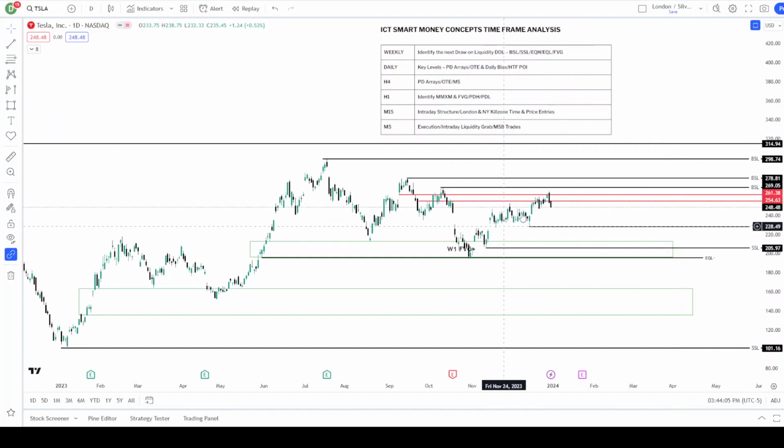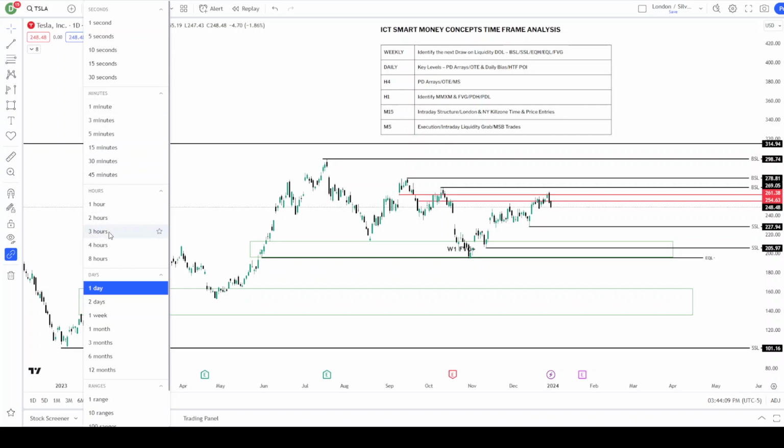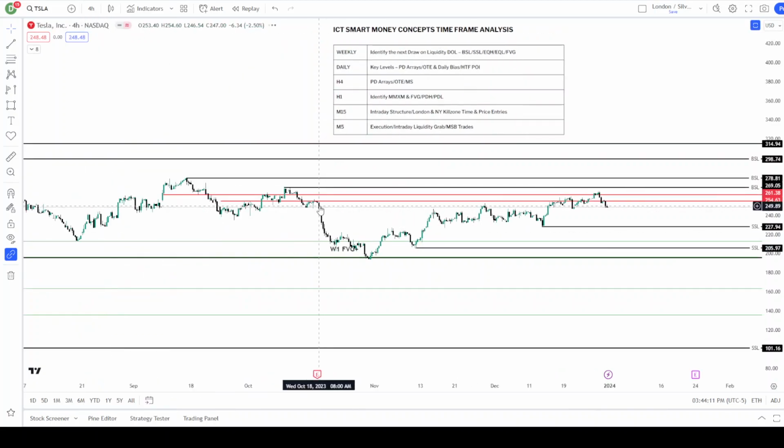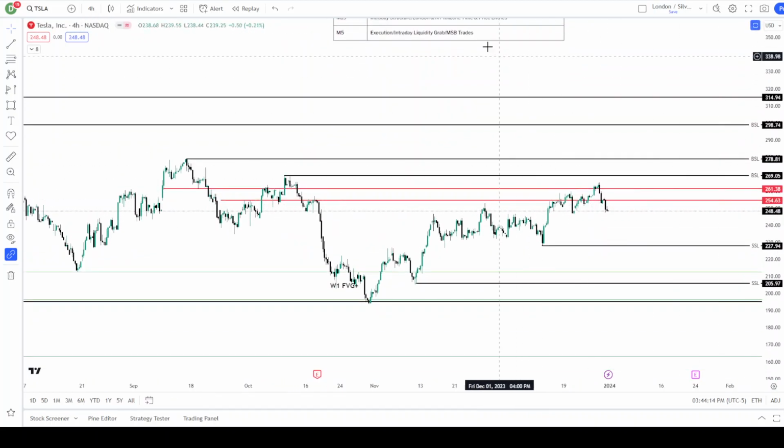I think I have everything I want on the daily chart so far. So now we're going to go down to the 4-hour chart. So let's blow it up a little bit more.